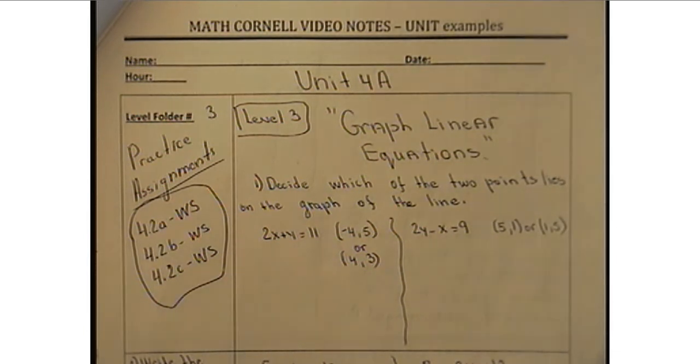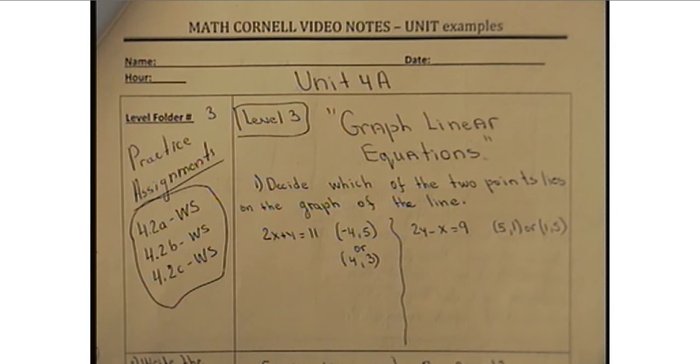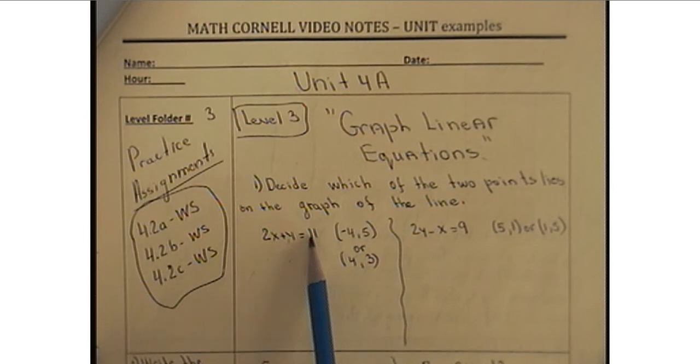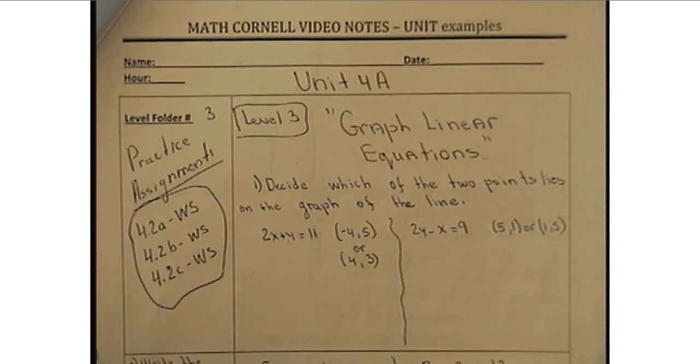Okay, so let's begin. After you're done writing and copying this part, I want you to look at the first equation. So we have given 2x plus y equals 11, and we have given 2 points. The question is, which one of those 2 points is on the graph? In order for one of those points, or even both, to be on the line, we need to prove that the left side of the equation will be equal to the right side. So how is that possible?